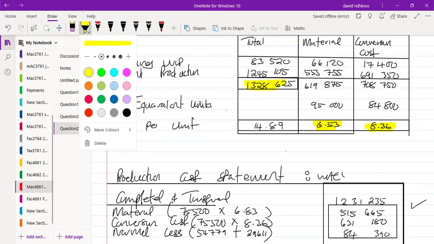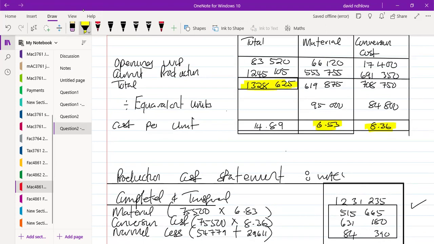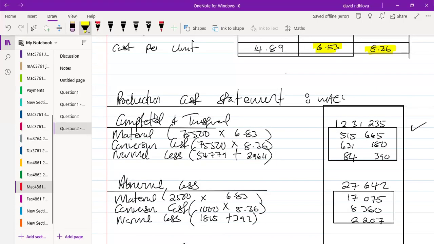Normally, it differs because of rounding off. These two figures differ because of rounding off. So if they are too different, something will be wrong somewhere with the calculations. Some calculation might have gone astray. So if you say 7,500 by 6.83, right, 515, that is correct. 7,500 by 8.36, that looks correct. 54779 plus 29611, that looks correct. And then we add. Right, so that looks correct.